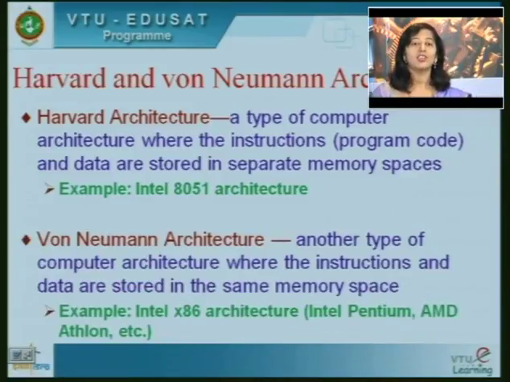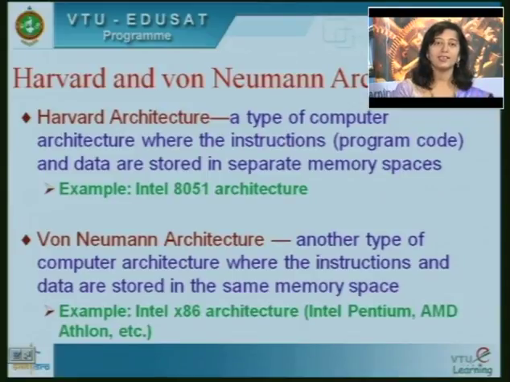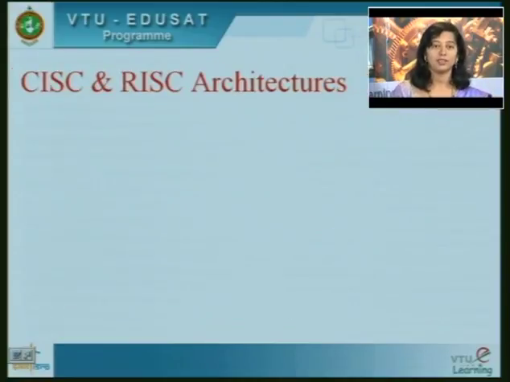Von Neumann architecture is the second type of architecture, and here the instructions or the program memory and the data memory are stored in the same memory space. So a common memory space is shared between the program as well as data. A part of it is data, part of it is for the instructions or programs. All Intel series of microprocessors, Intel Pentium, AMD, all these follow the von Neumann architecture. So they share a common memory. In Harvard they have different memories.